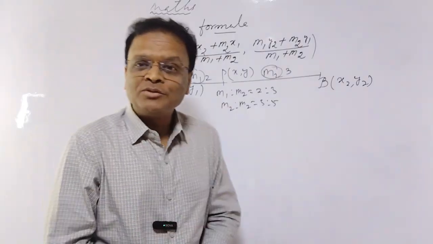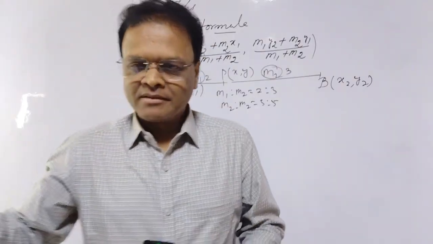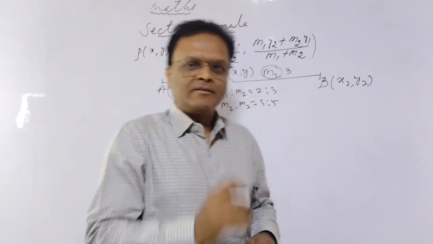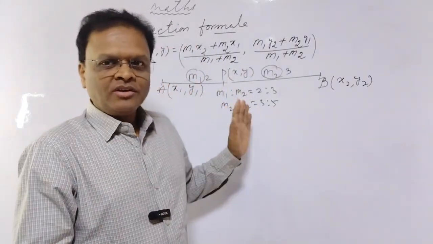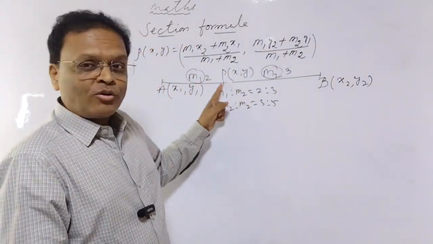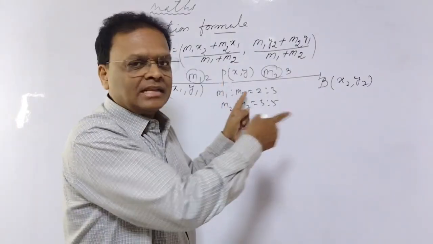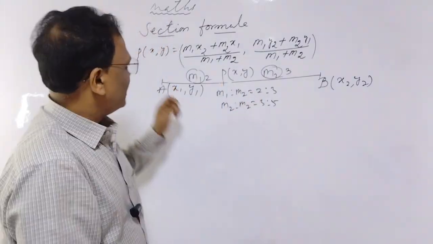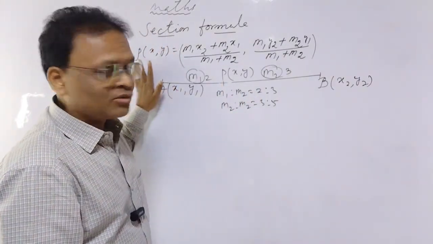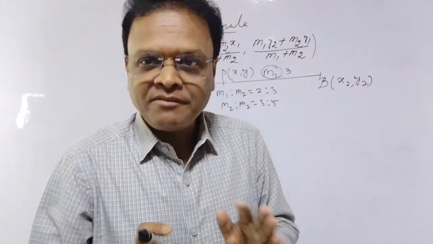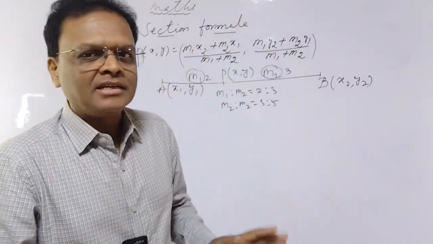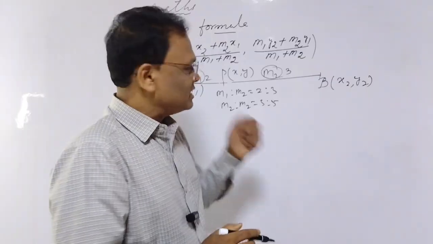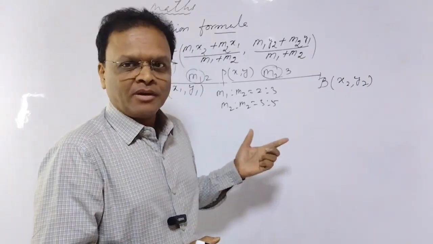So in what case do we have to use this formula? If a line segment is divided by a point in some ratio, then the coordinates of the point which divides this line segment can be calculated by this formula. This formula is called the section formula, which is very important, and in the whole second exercise we will use only this section formula.